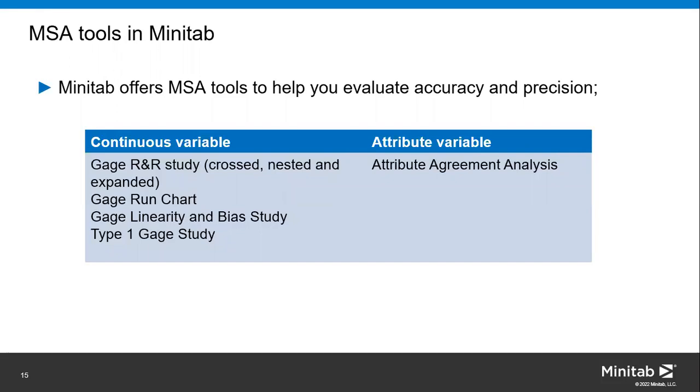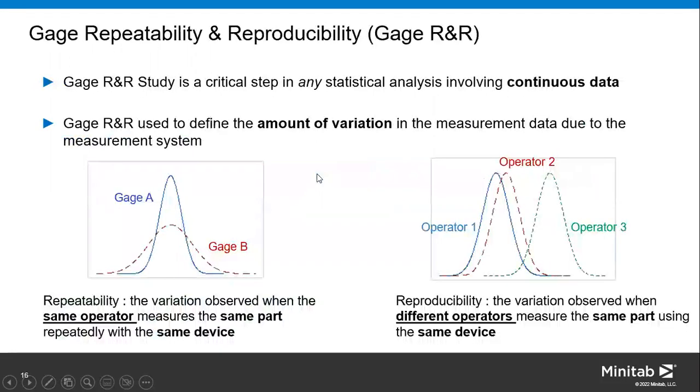Okay, so now we want to measure the precision and then accuracy. In order to measure the precision and accuracy, one of the tools is the Gage repeatability and reproducibility, or what we call Gage R&R. Gage R&R is a critical step in any statistical study involving continuous data.